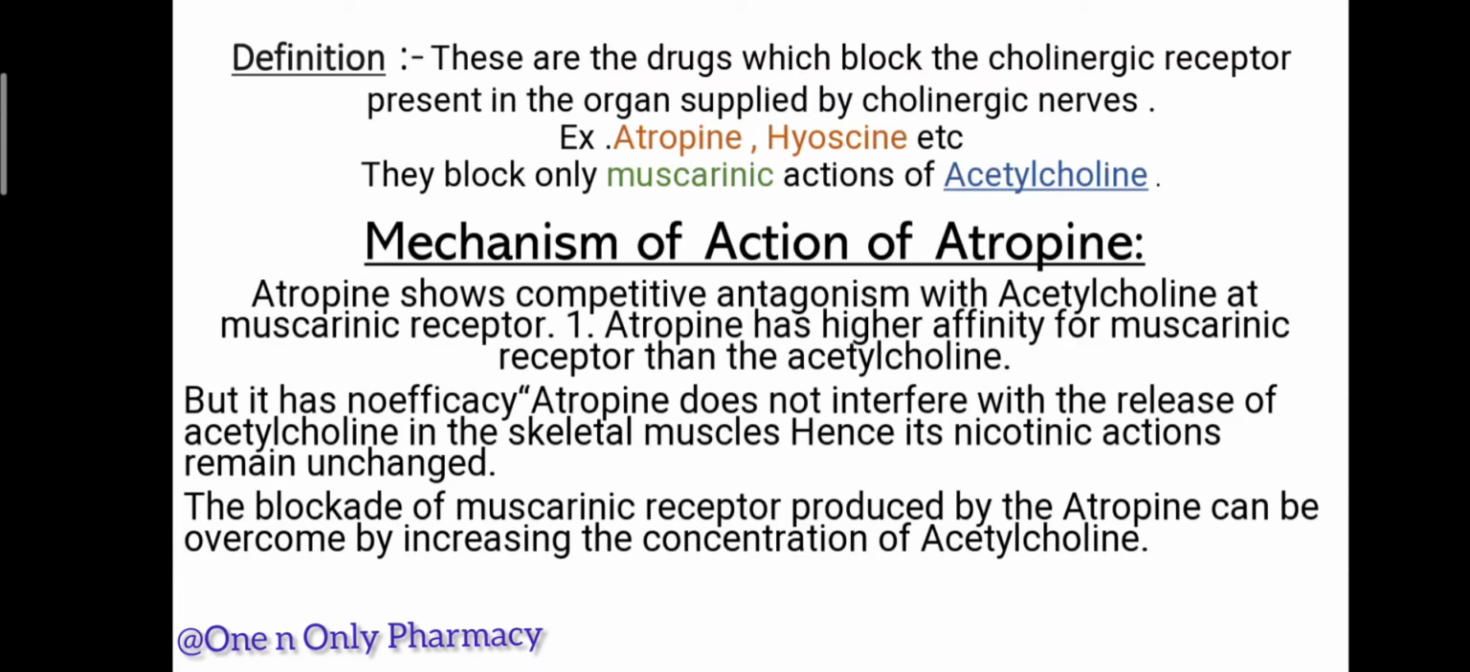Atropine does not interfere with the release of acetylcholine in the skeletal muscles, hence its nicotinic actions remain unchanged. The blockage of muscarinic receptors produced by atropine can be overcome by increasing the concentration of acetylcholine.